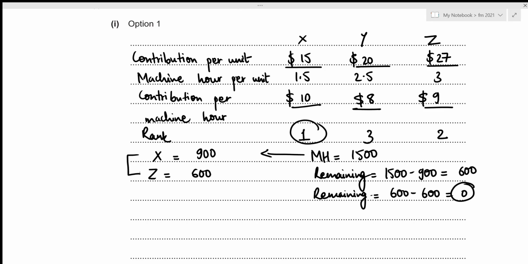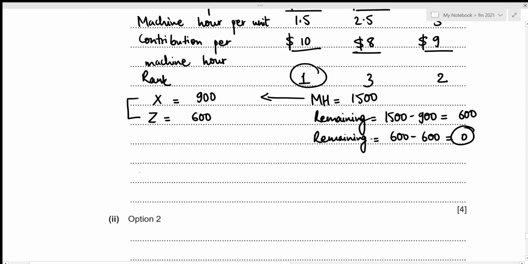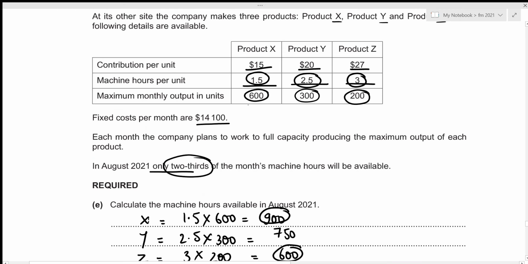Okay. And since we are asked to figure out the profit or loss, we are going to now make a statement. Okay. So we are producing full for product X, right? So we are utilizing 900 hours in order to produce the total number of units, which is 600, right? So we will produce 600. Now, in order to figure out the profit or loss, we first require the total contribution. So the total contribution for product X is going to be the total number of units times the contribution per unit, which in this case is 15 times 600.